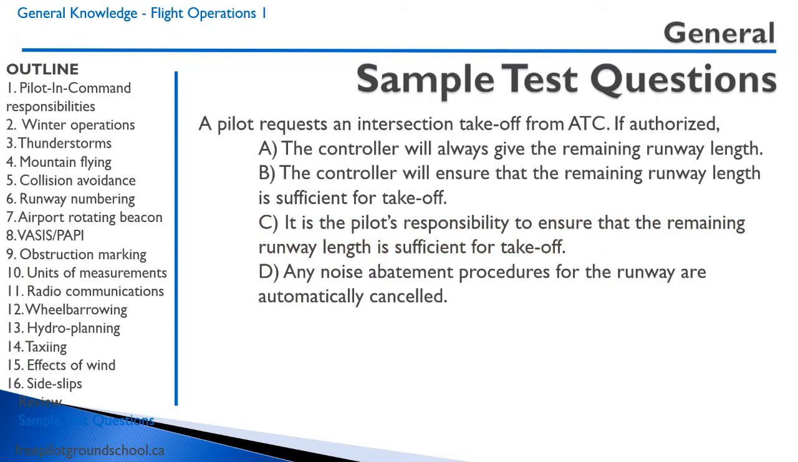So a very similar question. A pilot requests an intersection takeoff from ATC. If authorized, well, let's look at A, the controller will always give the remaining runway length. They should, but it's not the most correct answer. B, the controller will ensure that remaining runway length is sufficient. No. C, it is the pilot's responsibility to ensure that the remaining runway length is sufficient for takeoff. That's the correct answer. D, noise abatement procedures are canceled. No, that's not right.